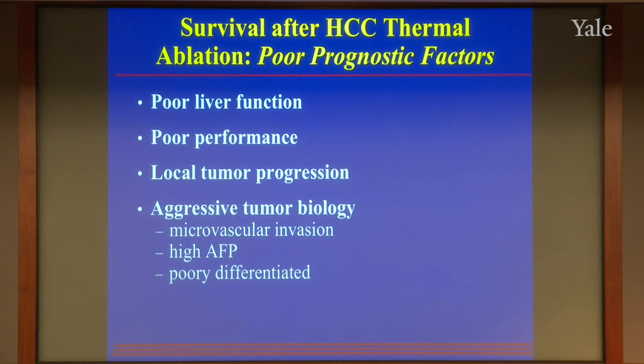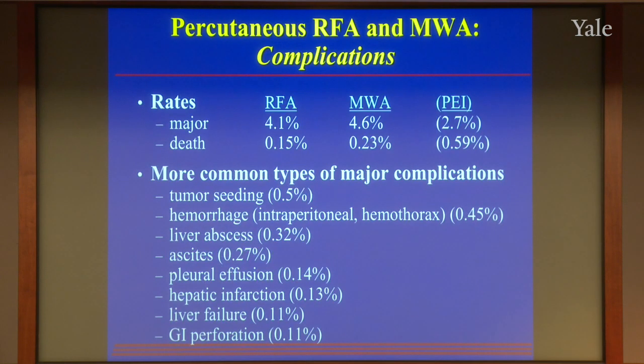There are, of course, limiting factors, poor prognostic factors: poor liver function, poor performance status, local tumor progression, and aggressive tumor biology, such as microvascularization, high AFP, and poorly differentiated tumors. Complications seem to be very low, with the more common ones being tumor tract seeding, which comes into our whole biopsy discussion we had before, and hemorrhage. Liver abscess, I've seen this twice, most recently just this past week in someone about 8 months after an ablation. They had developed an abscess in the cavity.